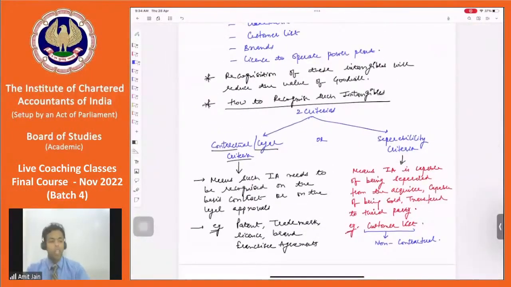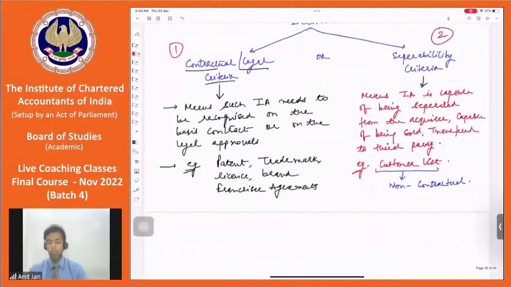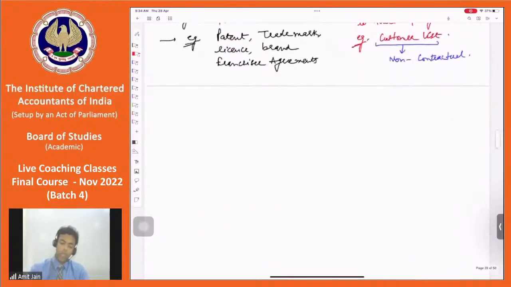What is the criteria in respect of recognition of intangibles? This is the first: contractual or legal, and second one is separability criteria, and that is how it needs to be recognized. Right? And once it is recognized, then subsequent measurement, subsequent accounting.